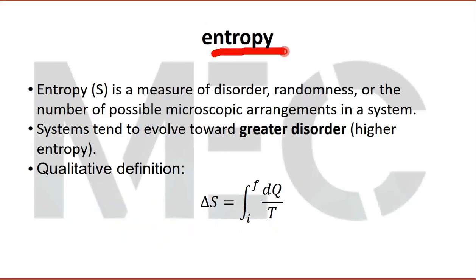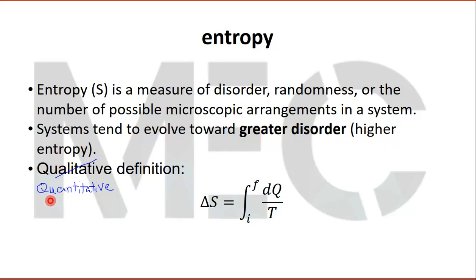Okay, now let's define what is entropy. Quantitatively or qualitatively, I think it should be written here quantitative. This must be quantitative. Now, the qualitative explanation of entropy is a measure of disorder, randomness, or the number of possible microscopic arrangements in a system. Systems tend to evolve toward greater disorder or higher entropy.